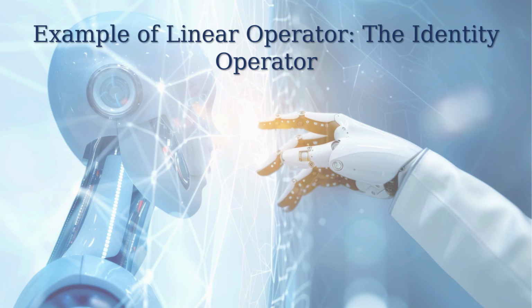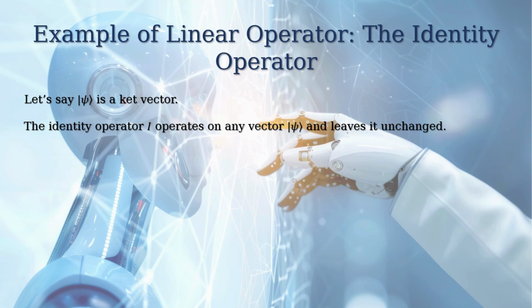Let's look at an example of linear operator. Let's say ket psi is a ket vector. The identity operator I operates on any vector ket psi and leaves it unchanged.